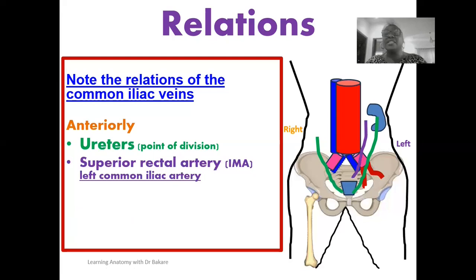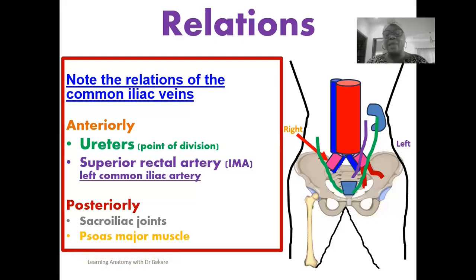Then posteriorly, the structure that you have behind, we already established, is the sacroiliac joint. We have the sacroiliac joint here, arrowed in red. The sacroiliac joint is the joint that exists between the ilium and the sacrum. So this joint and also its supporting ligament are related posteriorly to the common iliac artery.